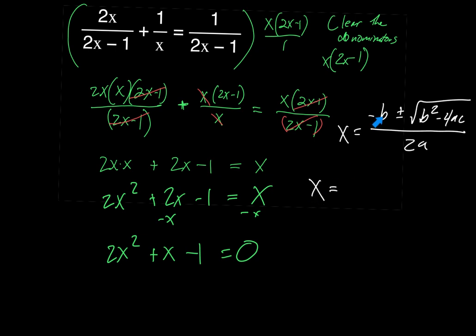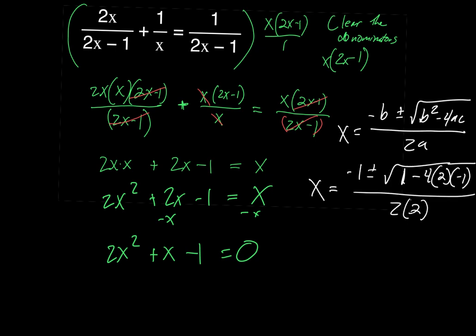So here, negative b is the middle term. Middle term here is a positive 1. It will be negative 1 plus or minus the square root of b squared, which is 1 squared, so that's 1, minus 4 times a times c, all over 2 times a. And the a, b, and c are the numbers in front, the coefficients, a, b, c.